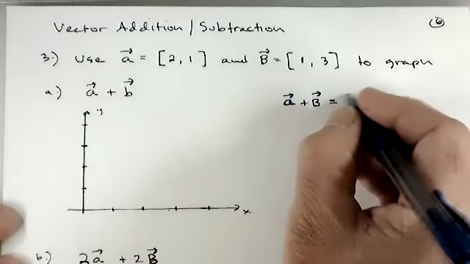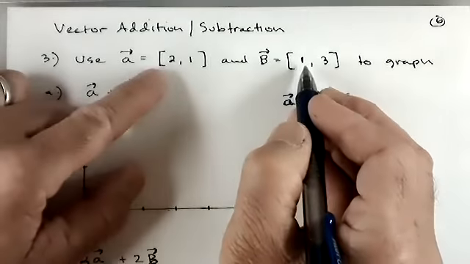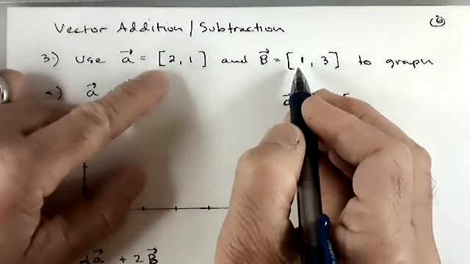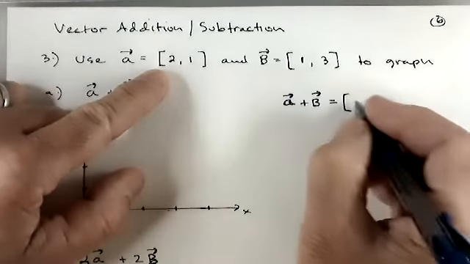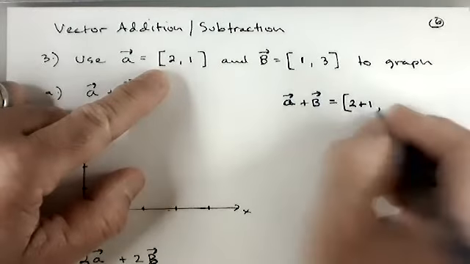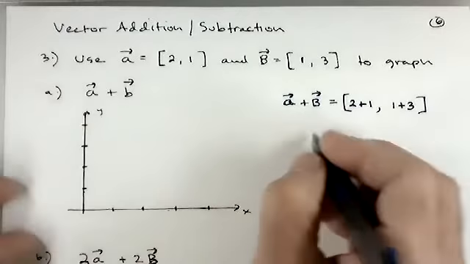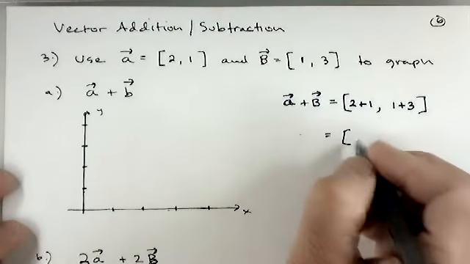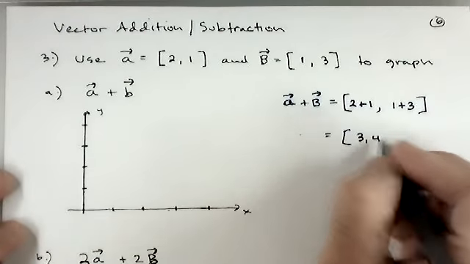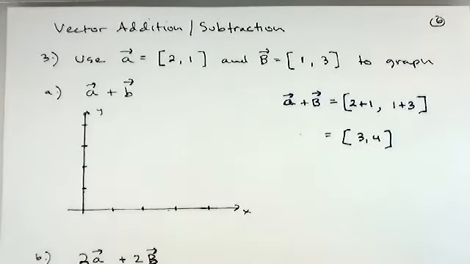And what makes sense then is the X component of each of these is 2 for A and 1 for B. So what I should just do is add the X components and then add the Y components. And that will give me the vector 3, 4. So it's really easy to add them numerically.